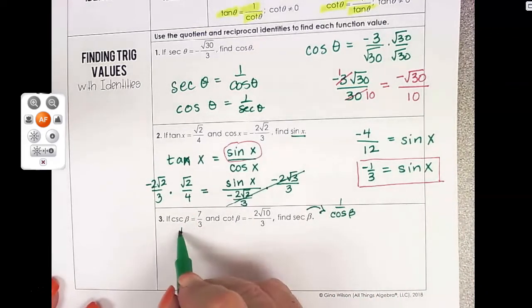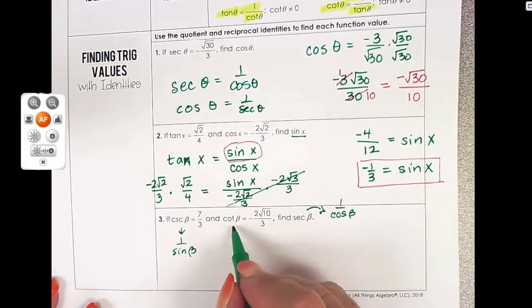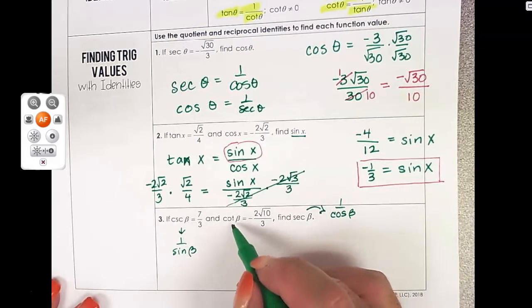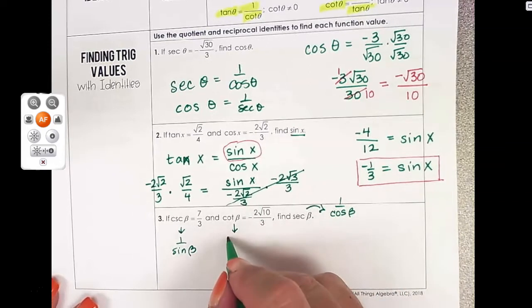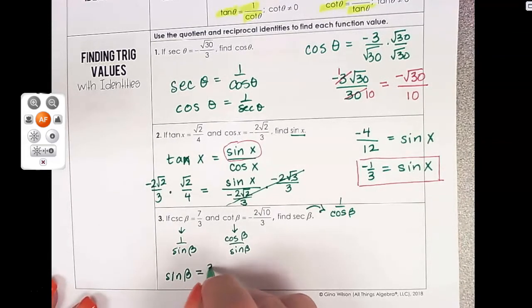What is the cosecant? Well, that's 1 over the sine. And the cotangent, we want to think about all the different ways we can think about cotangent. I can think about 1 over tangent, but I can also think about cotangent as really cosine over sine. So using what I have here, I'm going to start out by flipping this 7/3 and saying, all right, I know my sine of beta is 3/7.